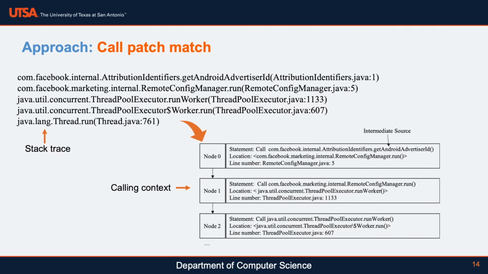For each invocation in the stack trees, we extracted the caller and the callee and also the line number, and then use this extracted calling context to compare with the static calling context from FlowJoy. If those two contexts match, we consider that as a valid leak.